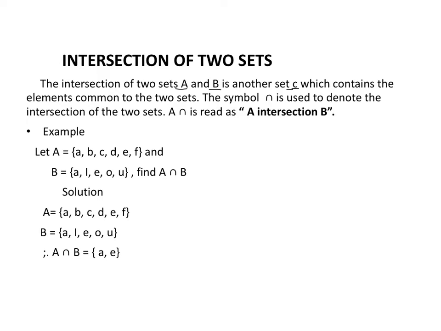So when you have sets A and B, you list out the elements that are common to A and B, and that will give you another set C, which contains all the elements common to both A and B. The symbol ∩ is used to denote the intersection of two sets, and this symbol is read as intersection. So when we have A and B, we have A intersection B.